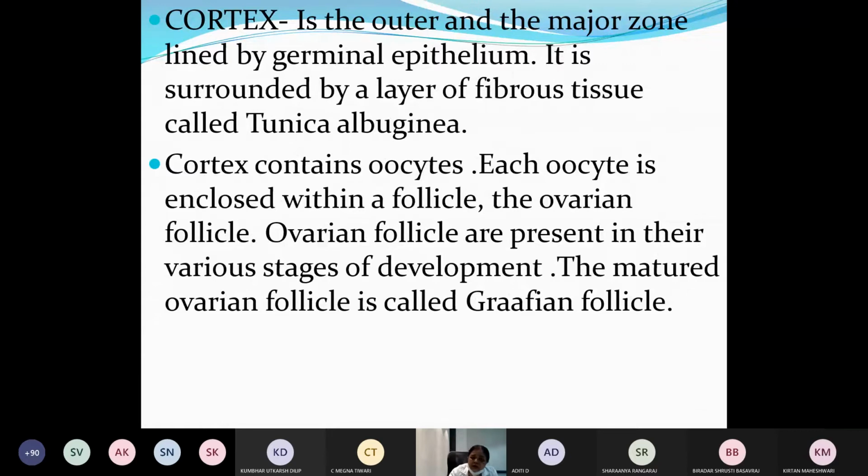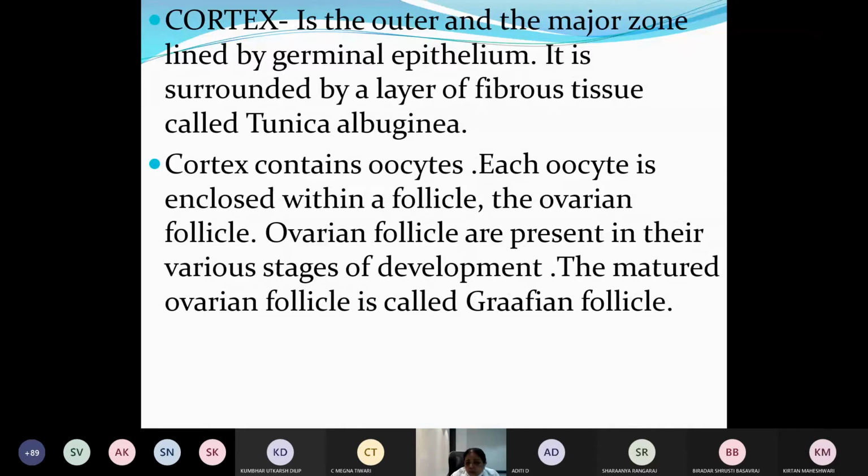We will come to the cortex. It is the outer and the major zone, lined by germinal epithelium. It is surrounded by a layer of fibrous tissue called tunica albuginea.